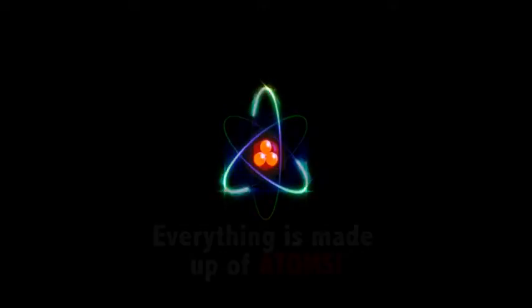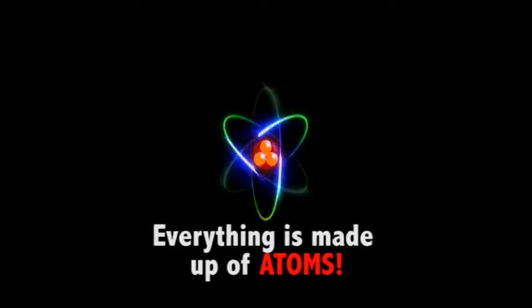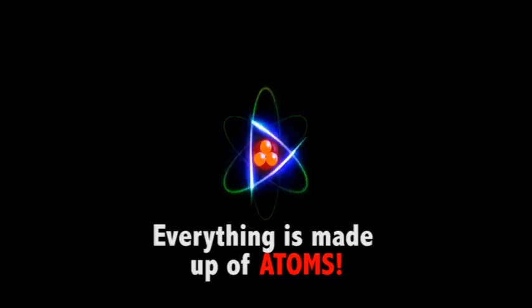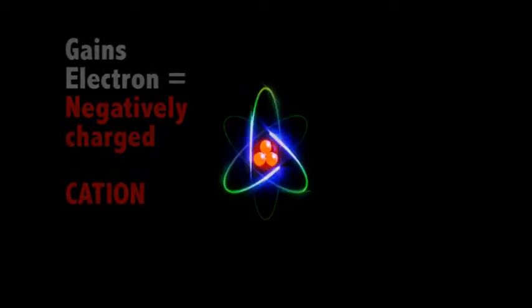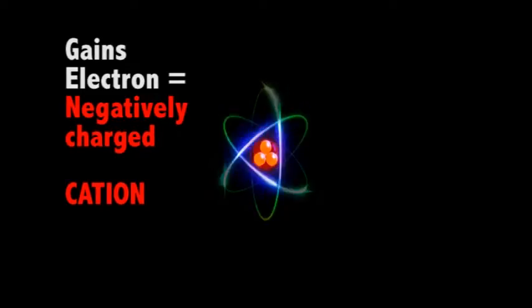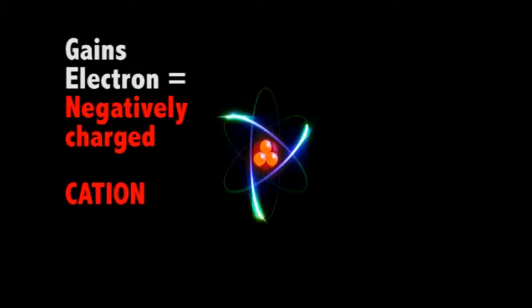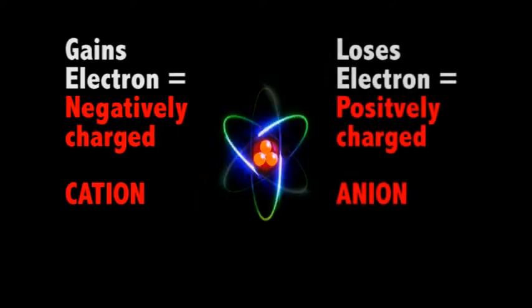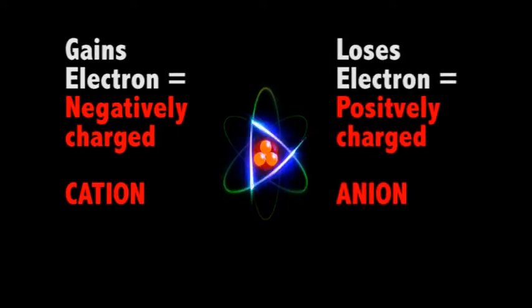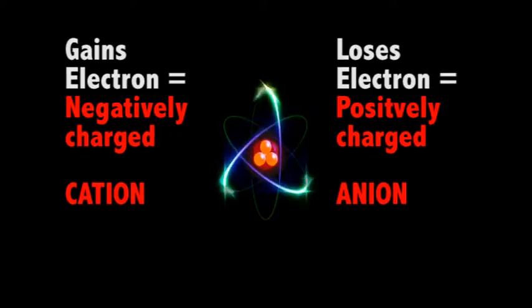Every atom contains some sort of electric charge. Whether it is positive or negative depends on the amount of electrons and protons it has. If an atom has an equal amount of protons and electrons, then it is neutral. If it gains an additional electron, then it is negatively charged. This is known as an anion. If it loses an electron, then it is positively charged. This is known as a cation.